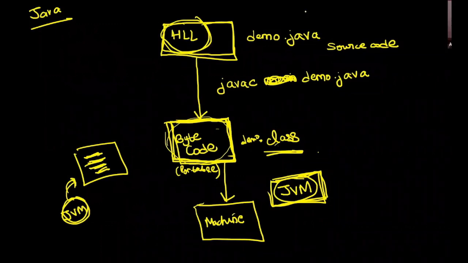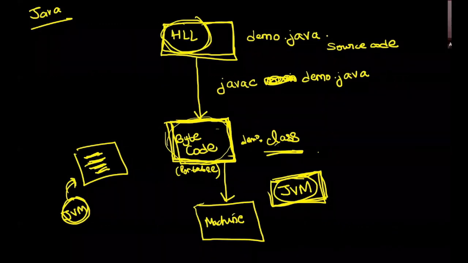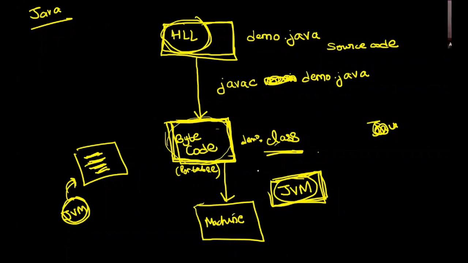So Java is both compiled as well as interpreted. Listen carefully, guys. Java is both compiled as well as interpreted. The first part, HLL to bytecode, is compilation, and from bytecode to machine code, that is interpretation by the JVM. So Java is both compiled as well as interpreted. Now let me give you the difference between a compiler and an interpreter. You will ask, what is a compiler? What is an interpreter? Let me give you an example.